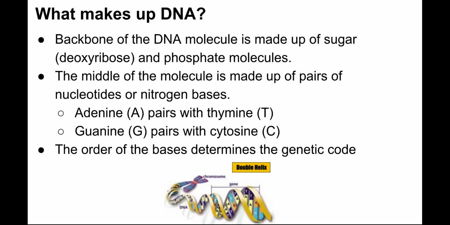The backbone of the DNA molecule is made up of sugar, deoxyribose, and phosphate molecules. The middle of the molecule is made up of pairs of nucleotides or nitrogen bases. So you have four nitrogen bases. Adenine, represented by a capital A, will pair with thymine, represented by a capital T. Guanine, represented by a capital G, pairs with cytosine, represented by a capital C. The order of these bases determines your genetic code.